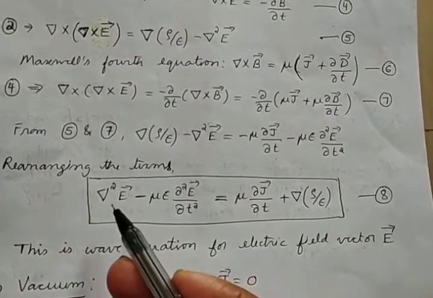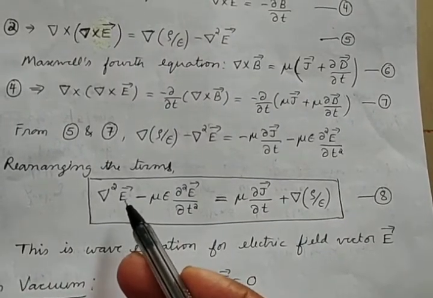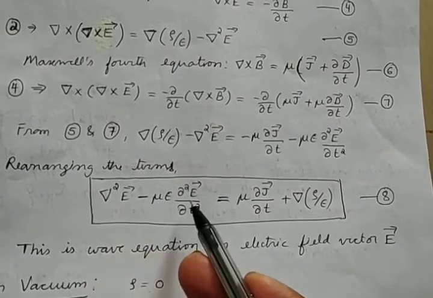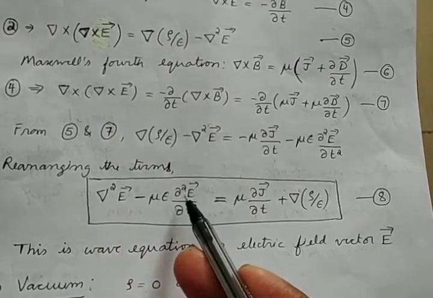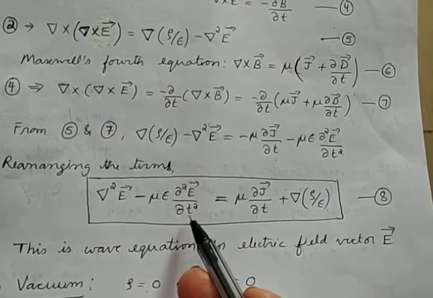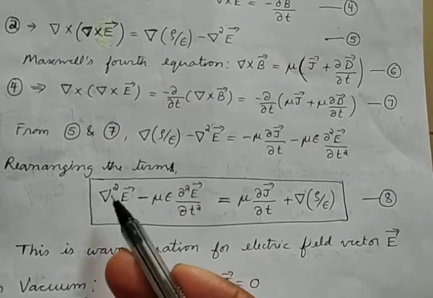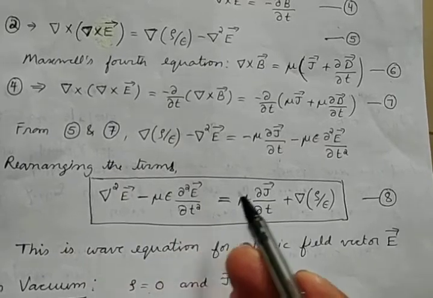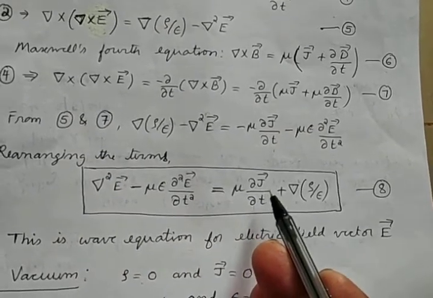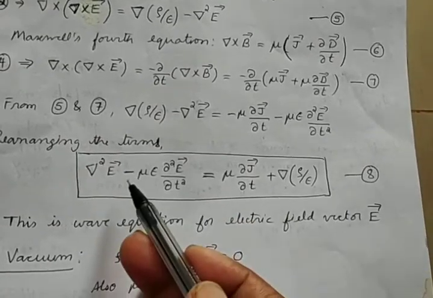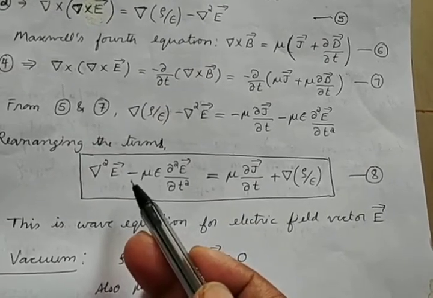So here we see this is the second derivative of the electric field vector E bar, and this is the space derivative, this is the time derivative, the second derivative of electric field with respect to time t. So this part represents a wave equation. This part represents the sources, the source responsible for this electric field wave.